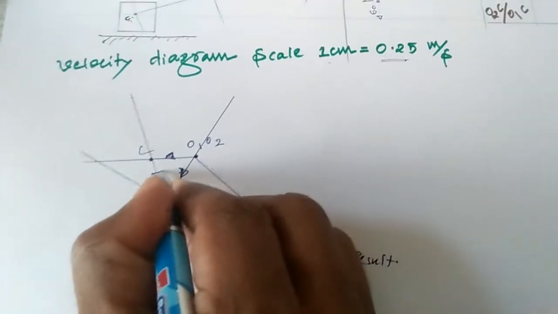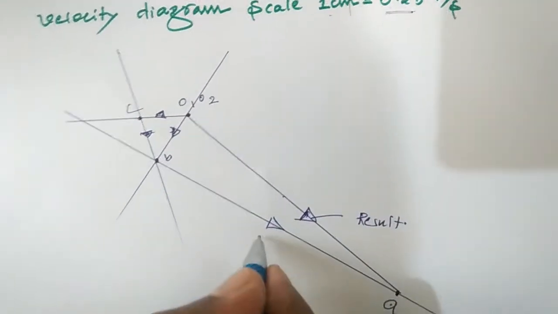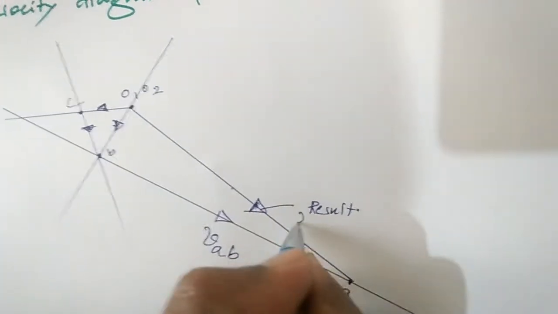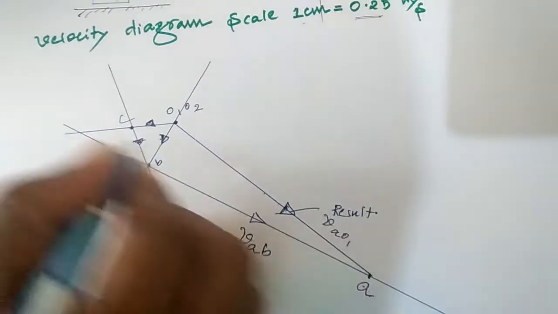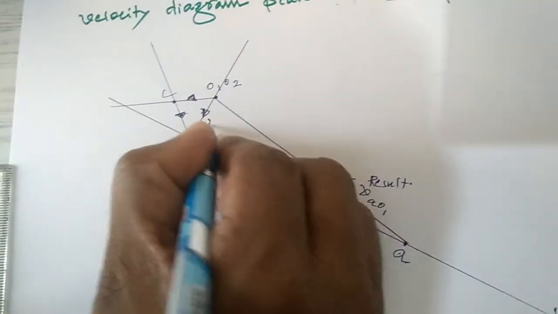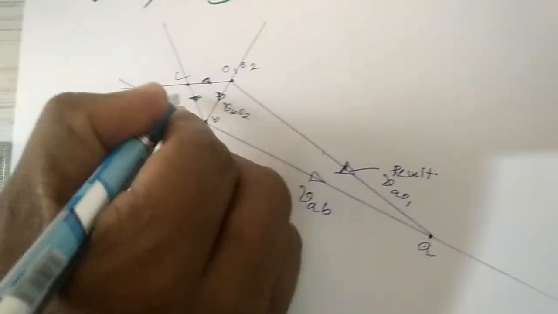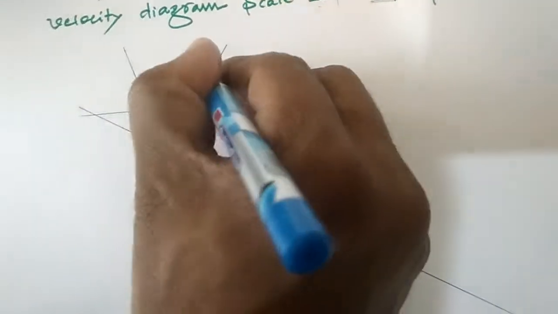This side, this. Okay. The marking is what? I will go for this as a resultant. Marking now: velocity of A with respect to B. This is the velocity of A with respect to O1 or O2. This is the velocity of B with respect to O2 or O1. This is the velocity of B with respect to C. This is the velocity of C with respect to O1, because you look at the direction.